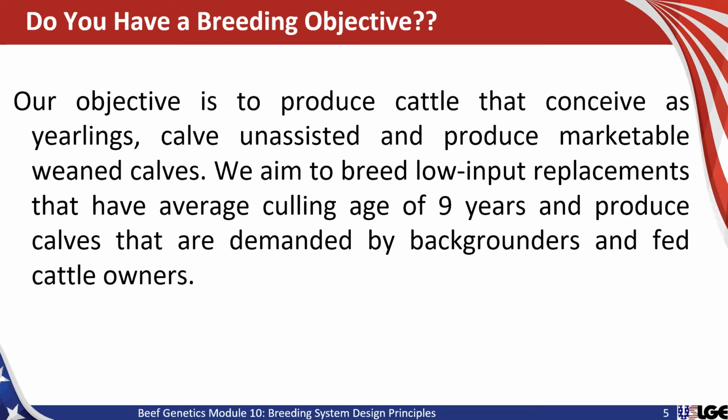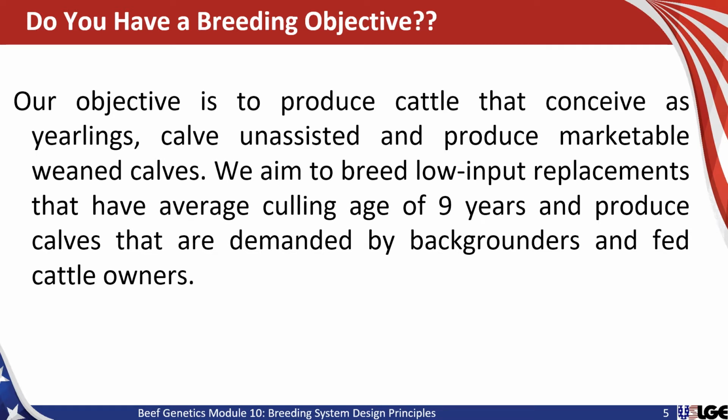Here's an example of a simplified breeding objective. It states that the ranch's objective is to produce cattle that conceive as yearlings and are able to calve unassisted and produce marketable weaned calves. They strive to breed low-input replacement females that have an average age of culling at 9 years, and they produce calves that are demanded by backgrounders and fed cattle owners.